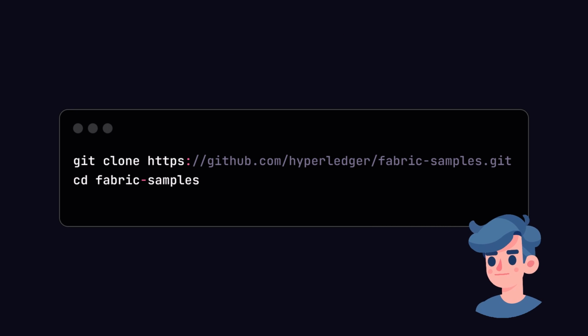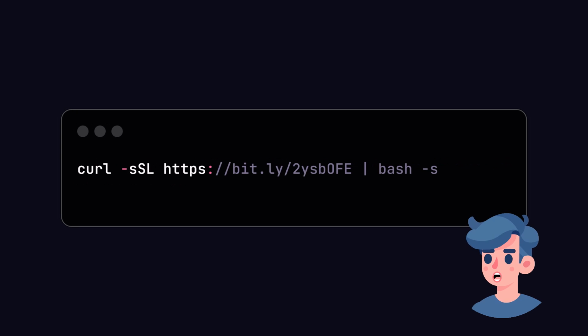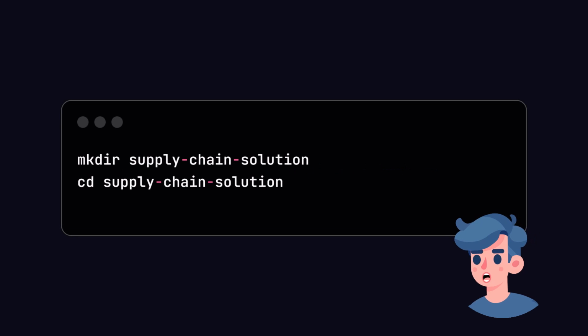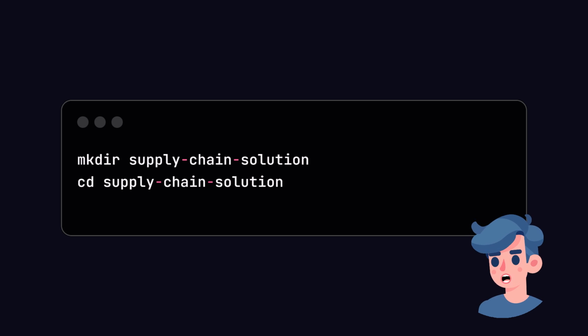Open your terminal and run the following commands. Now, we need to install the required binaries and Docker images. We can do this by running the Bootstrap script provided in the samples directory. Once the setup is complete, we're going to create a new directory for our supply chain project.